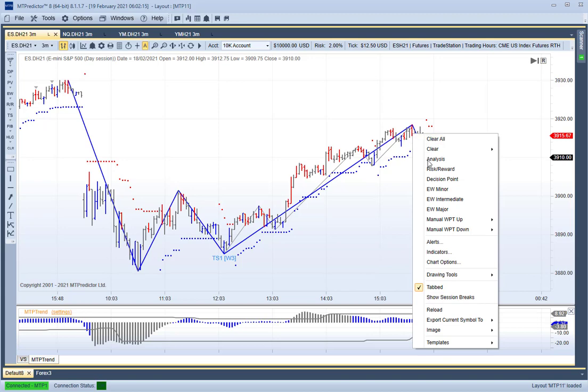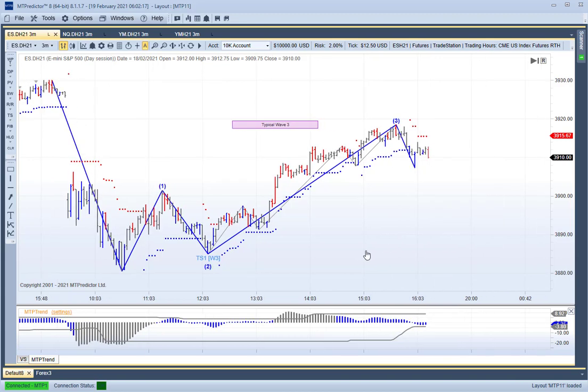So if I right mouse click here and do Elliott wave major, you can see this is what we're looking at. We're looking at a wave 1, a wave 2 and a wave 3. So what we're looking to do is capture the wave 3 swing. Why do we like this? Well, wave 3s are normally the strongest and longest in a completed 5-wave sequence, and therefore represent the largest profit potential in relation to the smallest initial risk.